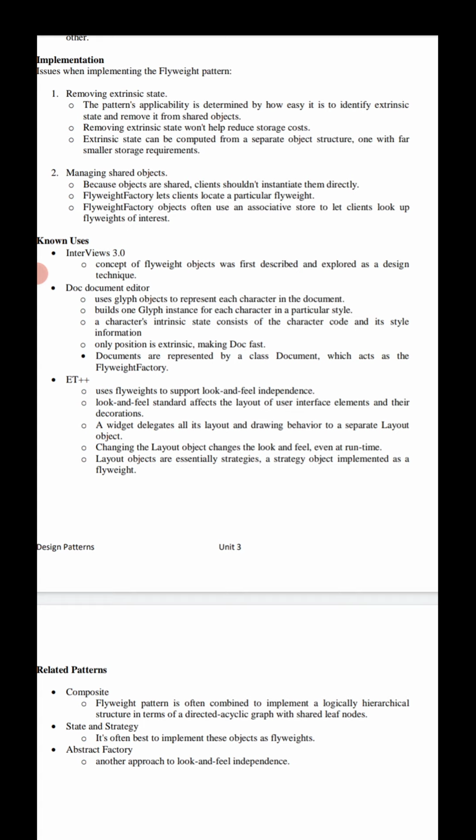And coming to the document editor, we use glyph objects to represent each character in the document. We would build one glyph instance for each character in a particular style. So a character's intrinsic state consists of the character code and its style information, and only the position is extrinsic, which makes the document editor fast. The document is represented by a class Document, which acts as the flyweight factory.